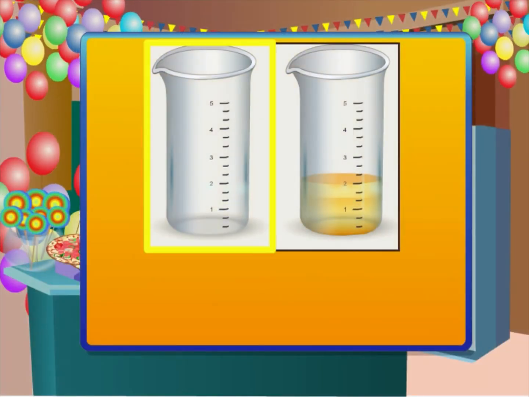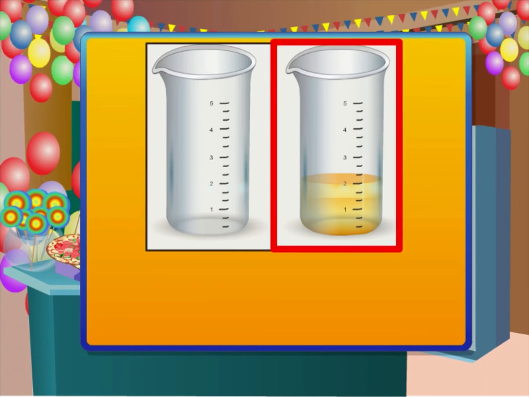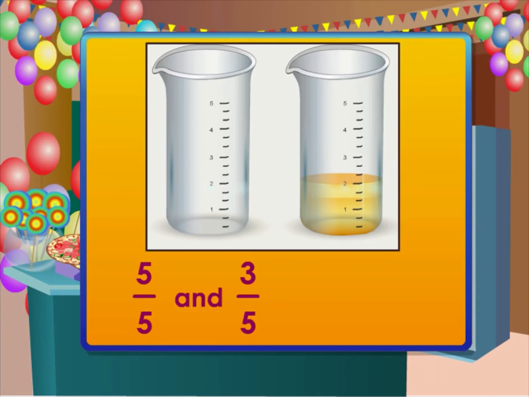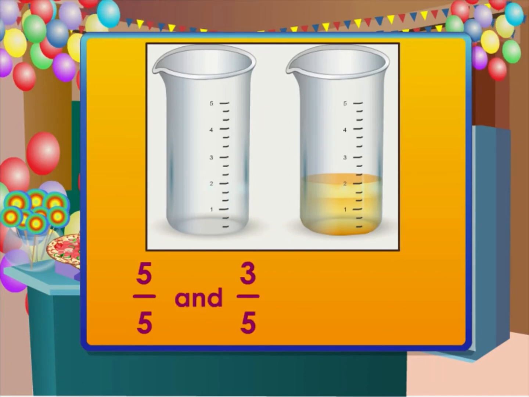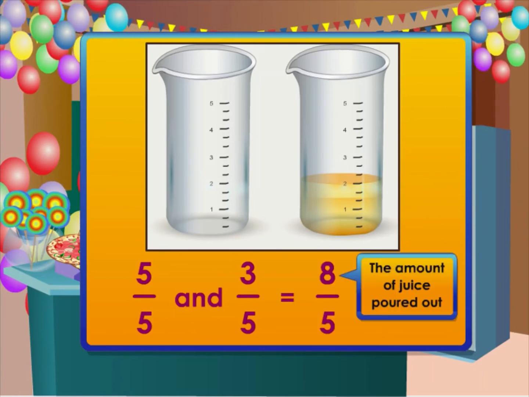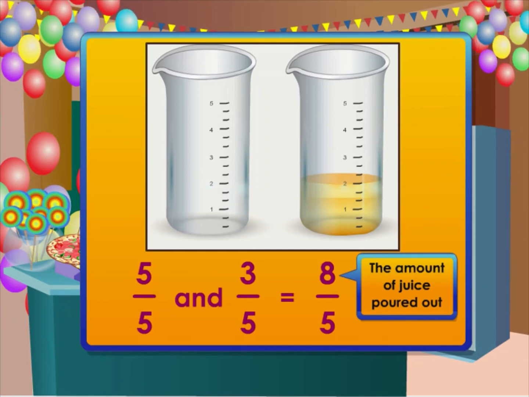We've emptied the first container and another 3/5 from the second container, teacher. That means we've poured out 5/5 and 3/5 of the container. Altogether, the orange juice poured out from the container is 8/5 of the container. That's right, Adam. Well done. Thank you, teacher.